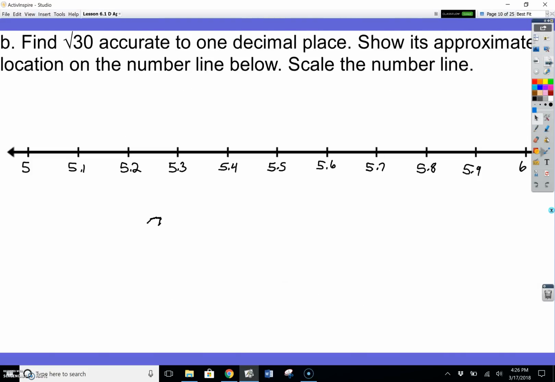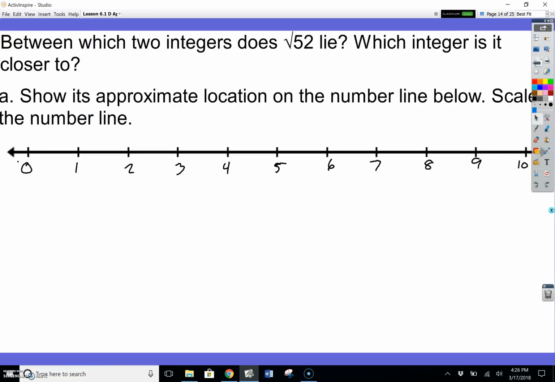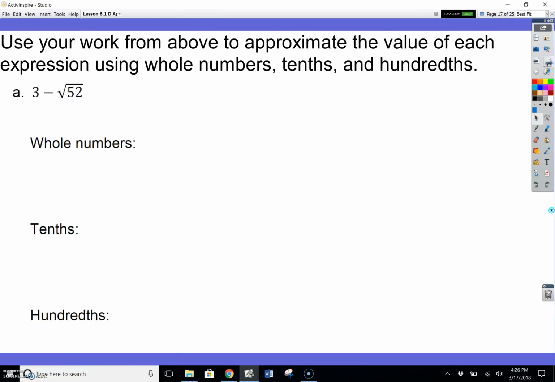Let's go back to that number. So what we're going to have now is 3 minus 7 and 3 minus 8. So this would give me -4 and -5. Therefore, 3 minus radical 52 is greater than -5 and less than -4. So it's in between those two numbers.